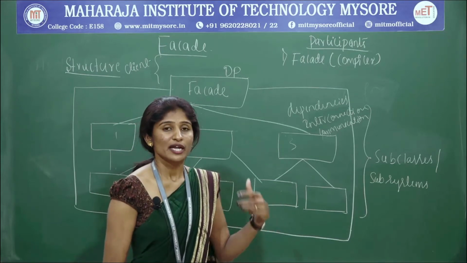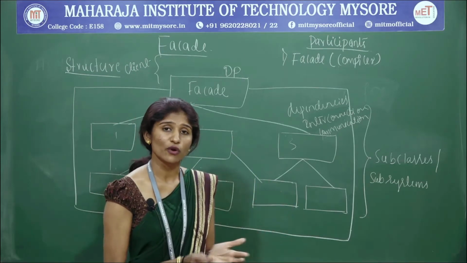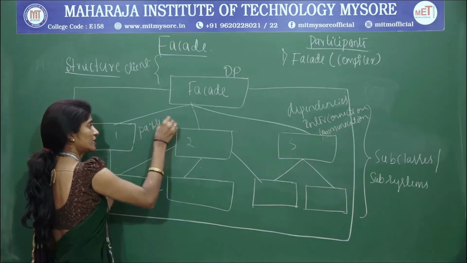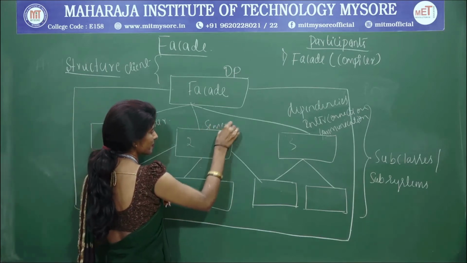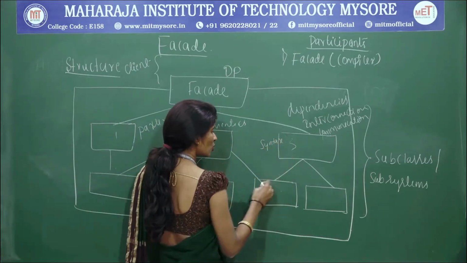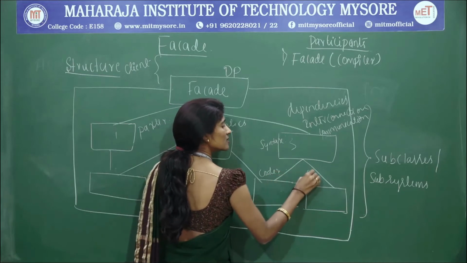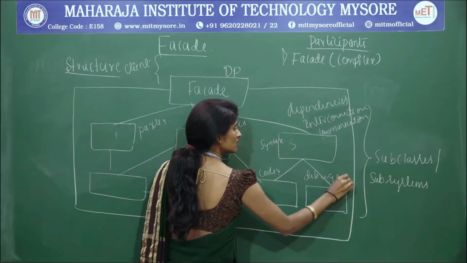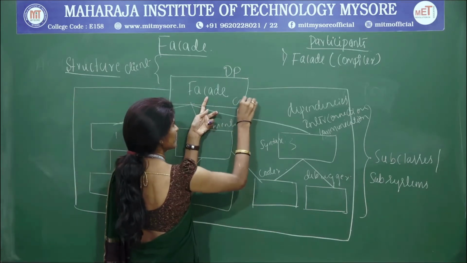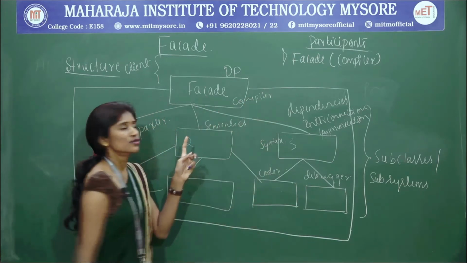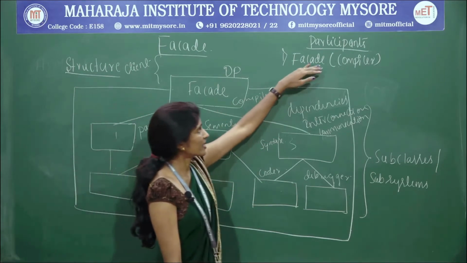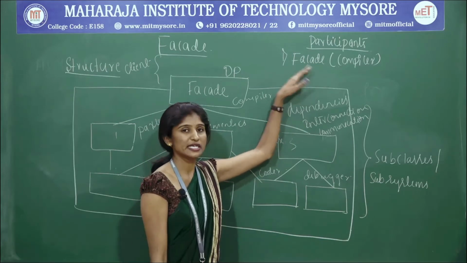So I explain to you, that is compiler, it is going to consist of lots of subsystems. So it may contain a parser here, maybe the semantics analyzer, maybe the syntax analyzer, coder, debugger, like that. So many operations it may consist of, if it is a compiler. So that is why the facade is one participant, that is our design pattern.